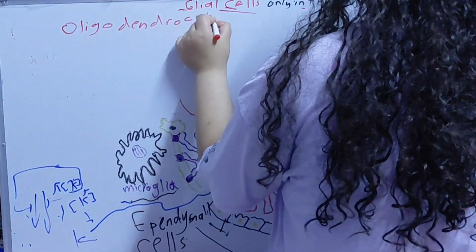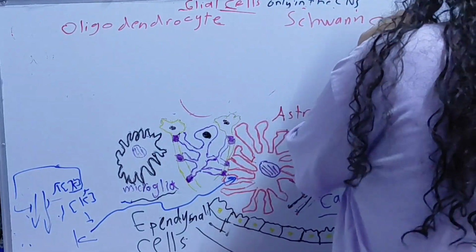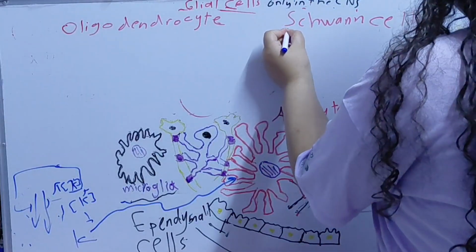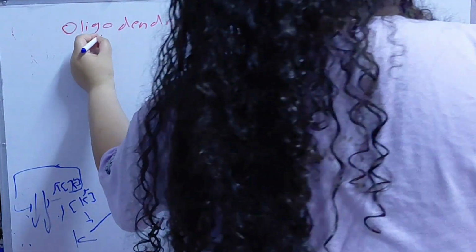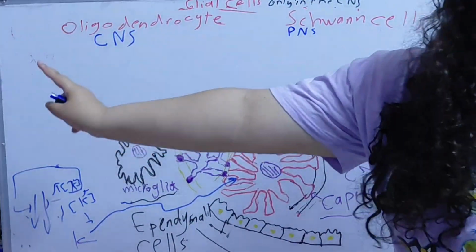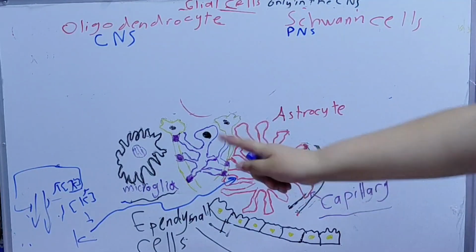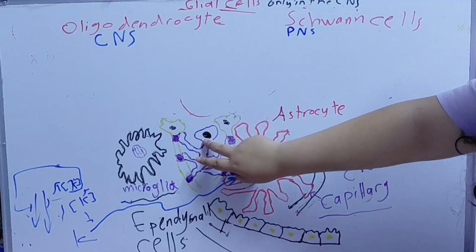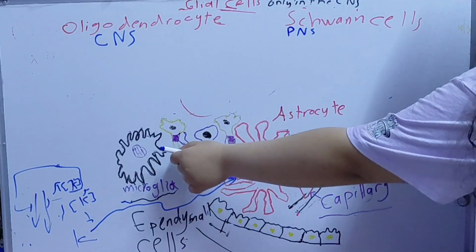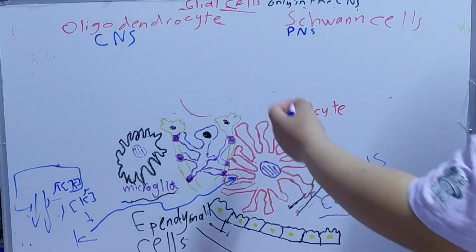Oligodendrocytes and Schwann cells. First of all, Schwann cells are found in the PNS, while oligodendrocytes are found inside the CNS. The second thing is that one oligodendrocyte produces myelin for as many as 40 axons at the same time. That's what we can see here. Here you can find only one oligodendrocyte, and the myelin is distributed to the axons of multiple neurons.